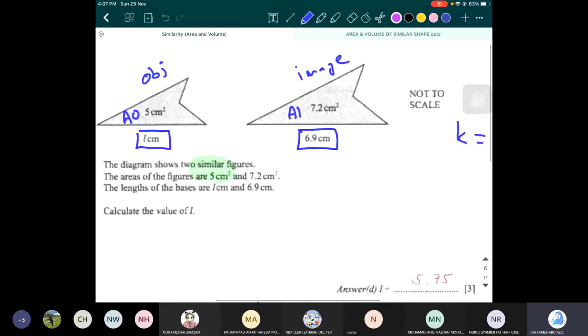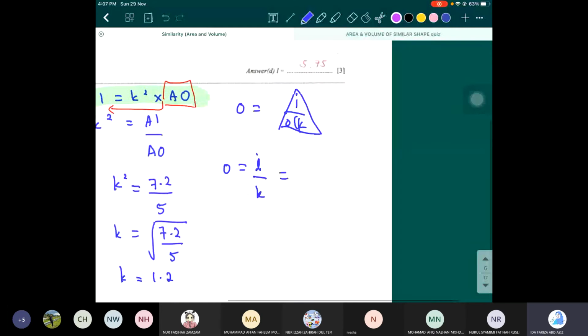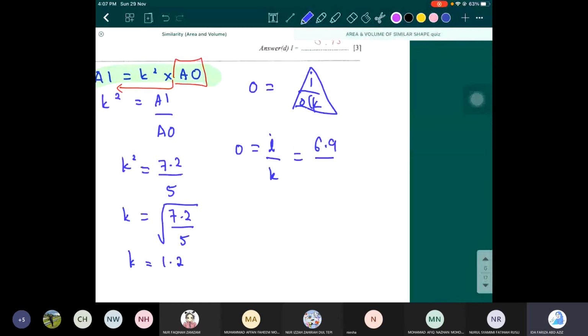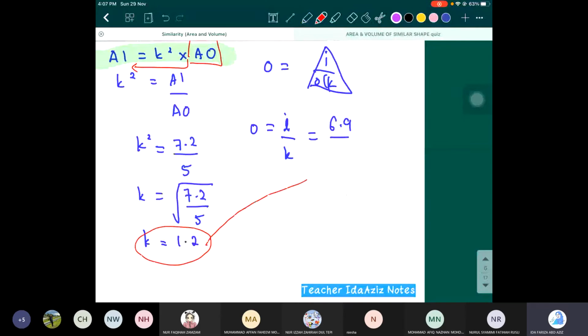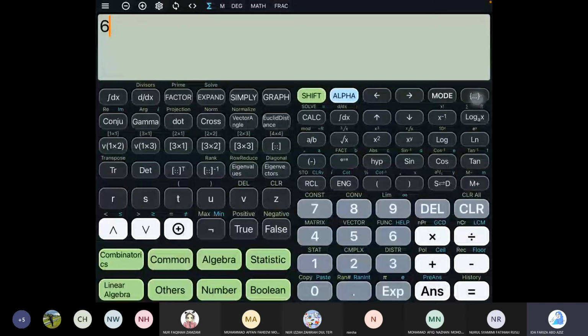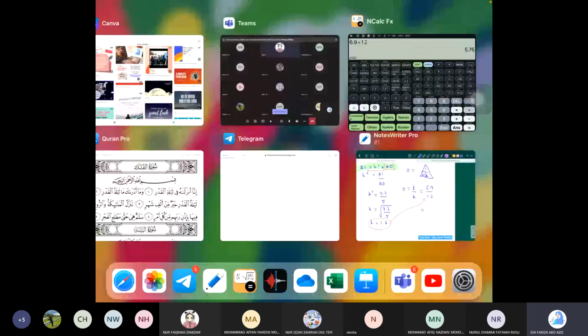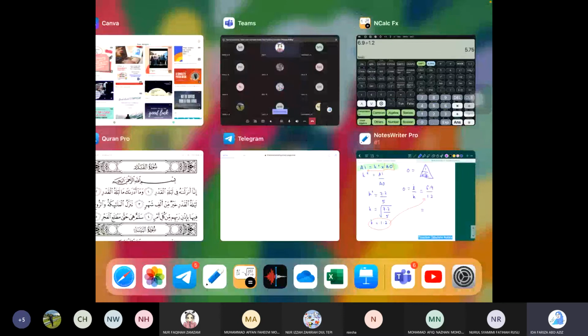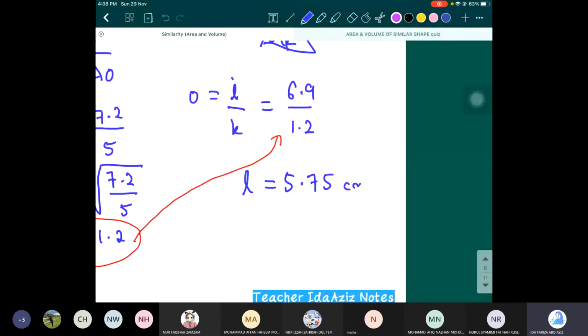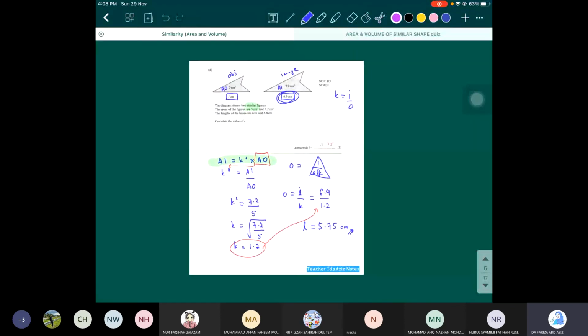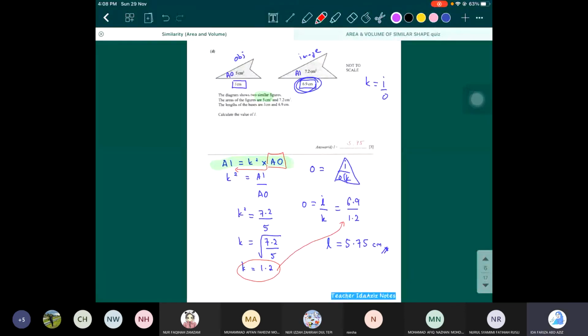Jadi, kita ambil image kita 6.9 over K kita yang kita baru kira tadi 1.2. So 6.9 over 1.2. Put it in your calculator. You will get 23 over 4 or 5.75. So the answer for L is 5.75 centimeter. Yeah, sama dengan answer scheme, 5.75.